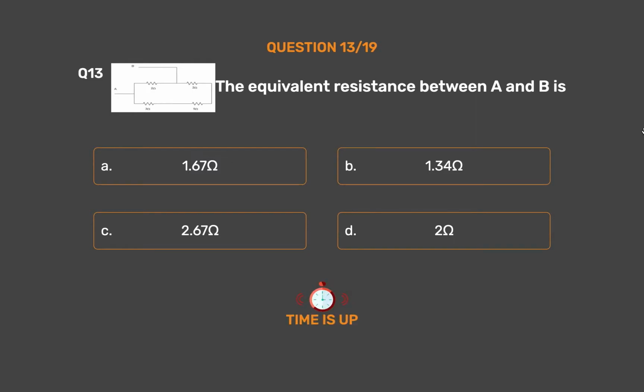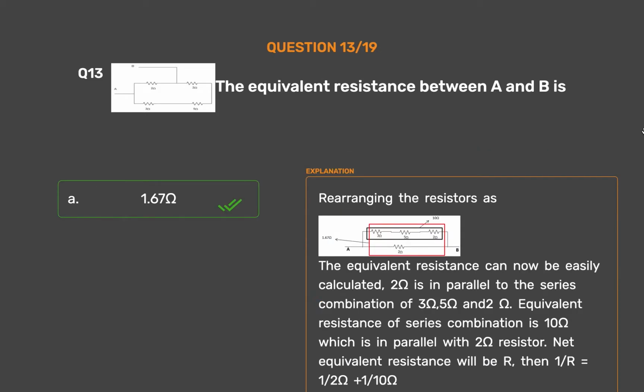The correct answer is option A, 1.67 ohms. Rearranging the resistors, the equivalent resistance can now be easily calculated. 2 ohms is in parallel to the series combination of 3 ohms, 5 ohms and 2 ohms. The equivalent resistance of the series combination is 10 ohms, which is in parallel with the 2 ohms resistor. Net equivalent resistance will be R. Then 1/R equals 1/2 ohm plus 1/10 ohm. R equals (10 times 2) / (10 plus 2) ohms equals 20/12 ohms equals 1.67.